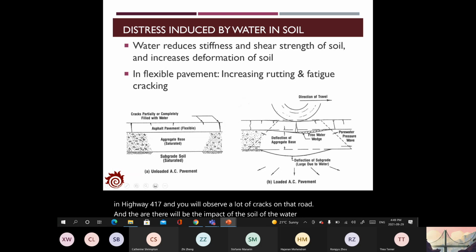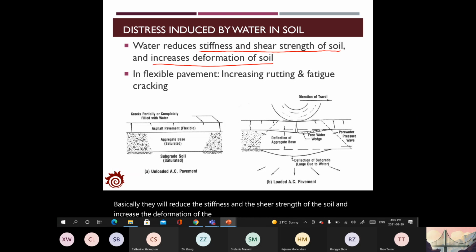And actually, we can make a simple summary about the impact of the water contents. Basically, they will reduce the stiffness and the shear strength of the soil, and increase the deformation of the soil. The deformation is usually caused by the swelling and shrinkage potential. With these two changes in the soil properties, if you consider the water contents in flexible pavement design, increasing the water contents may result in more rutting or fatigue cracking. And the two figures below show how it's going to happen.